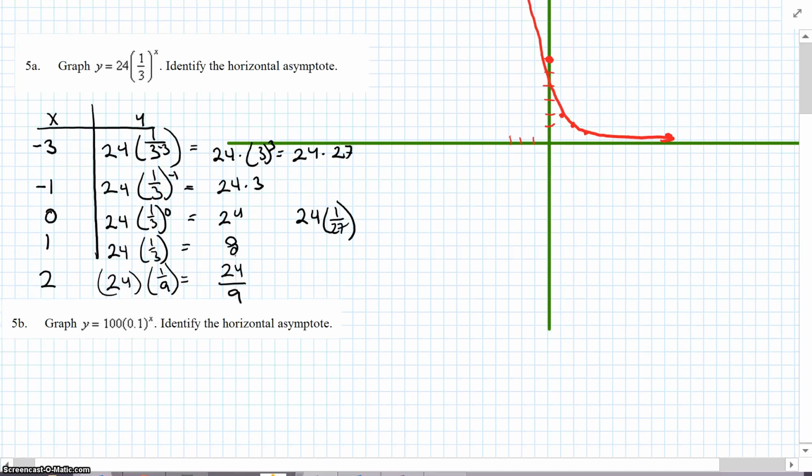Okay, graph y equals 100 times 0.1 to the x power. And again, you're going to find out it's going to look the exact same way, and it's going to have an asymptote of 0.